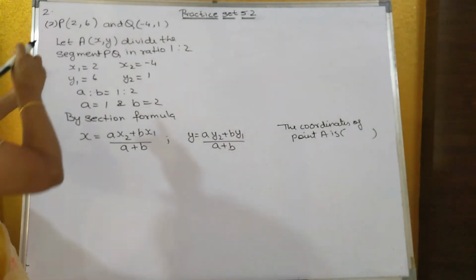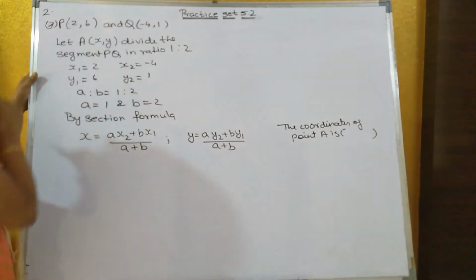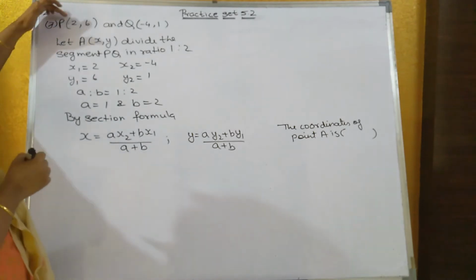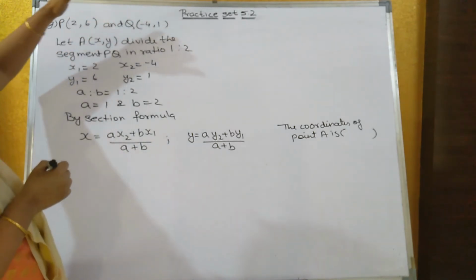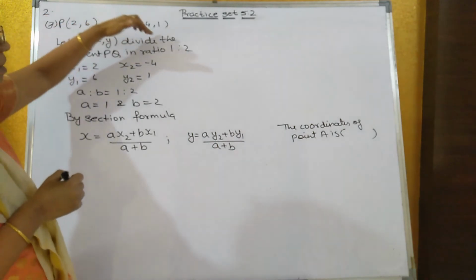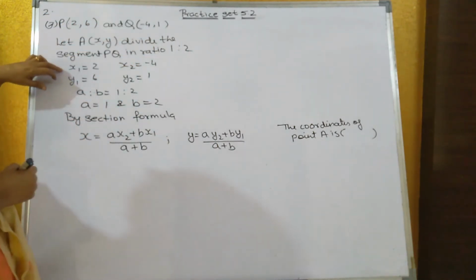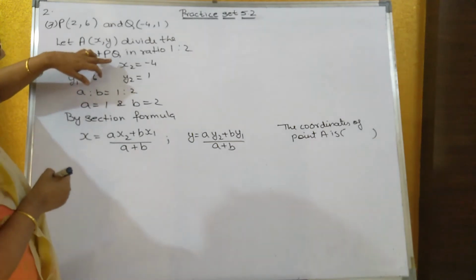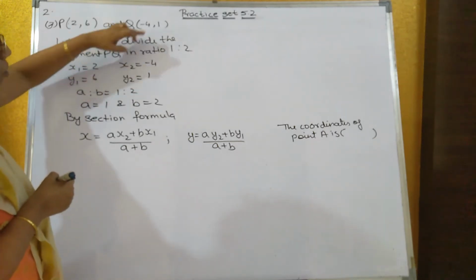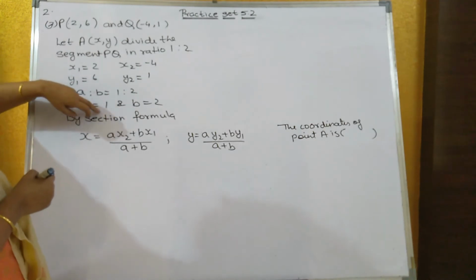Now the third sum of sum number 2. P is 2 and 6 and Q is minus 4 and 1. We have to find out the coordinates of A, which divides the segment PQ in the ratio 1:2. So x1 is 2 and y1 is 6 and x2 is minus 4 and y2 is 1, and A is equal to 1 and B is equal to 2.